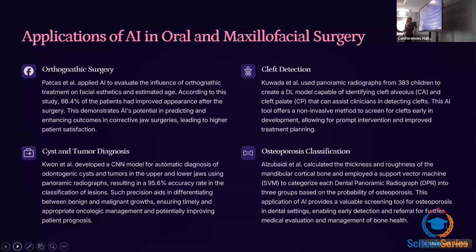A key area of research for us was pediatric dentistry, because the health of the future generation depends on the treatment that they receive during childhood.